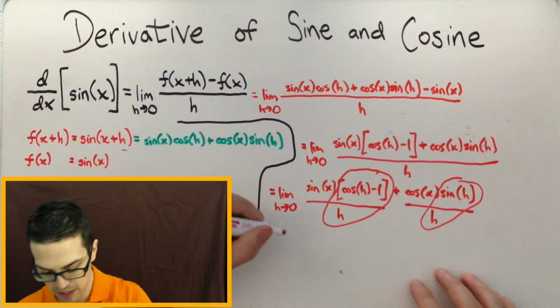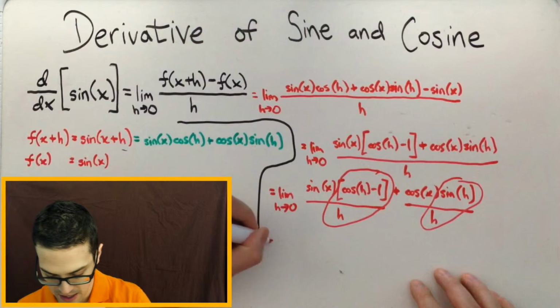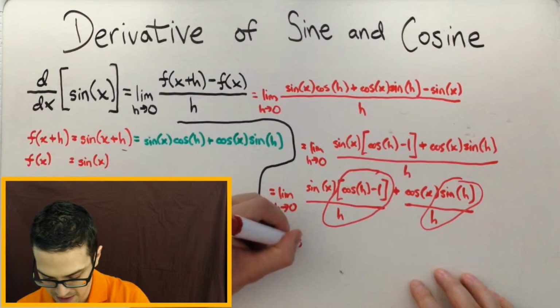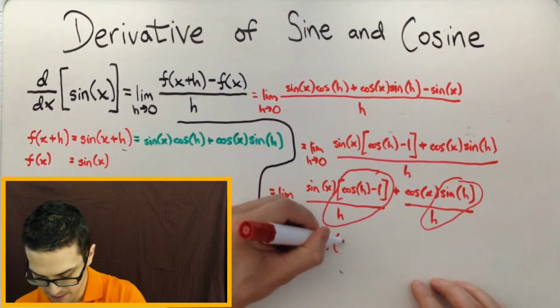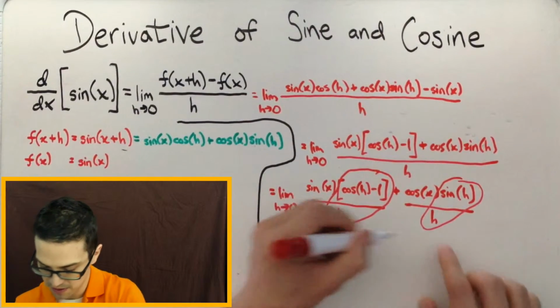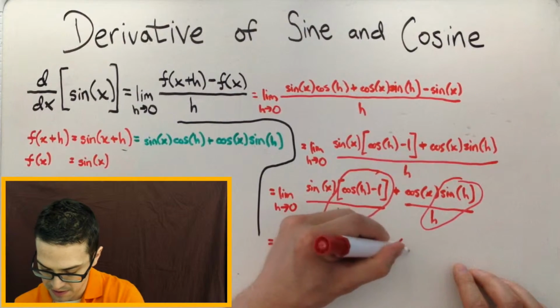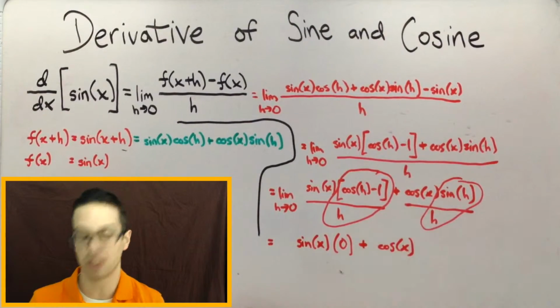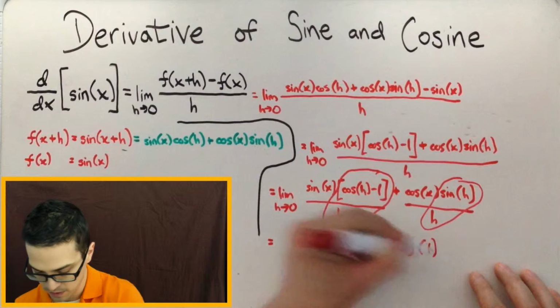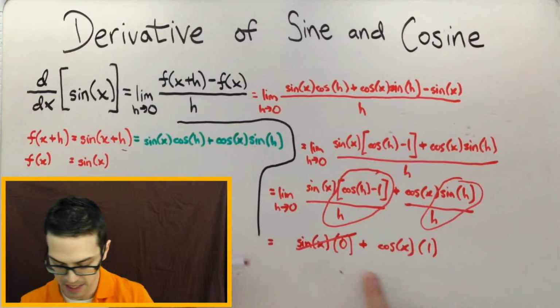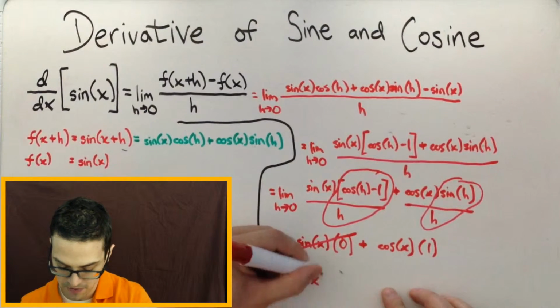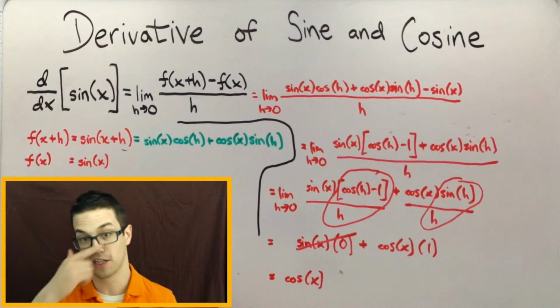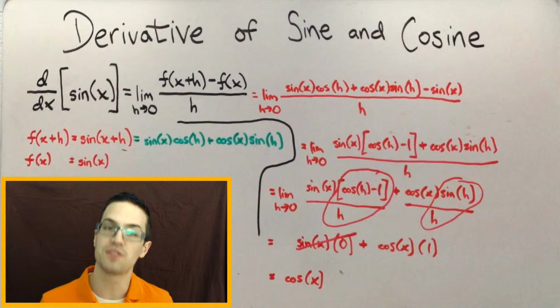So basically what you would end up having is sine of x times this 0 right here, plus cosine x times this right here, which is equal to 1. Okay, this ends up going away because it's times 0, and you end up with the derivative of sine x being equal to cosine x, which is correct. Alright, so that's the derivative of sine x.